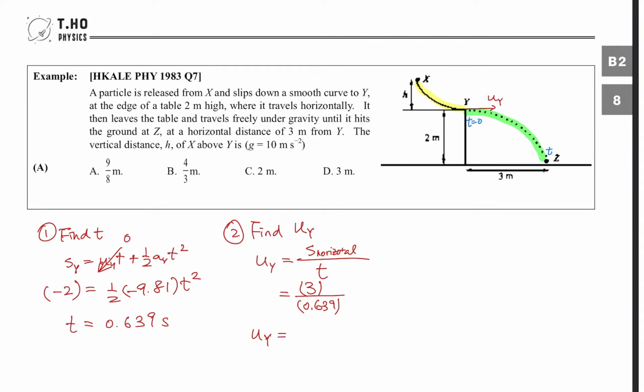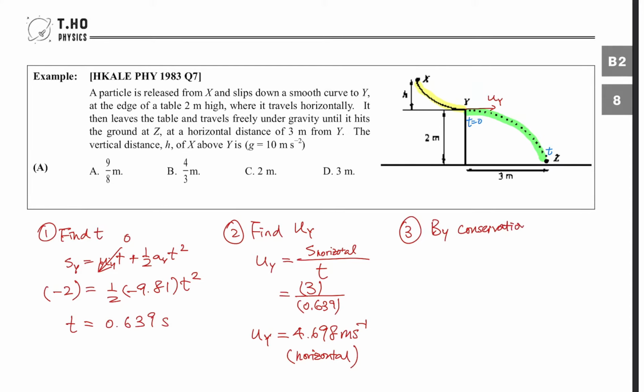So u at point Y is equal to 4.698 meters per second. And note that this is a horizontal velocity. Here, the y in uy just means this is the speed at point Y. Don't mix it up. Okay, so this is a horizontal speed when the particle comes to point Y. And finally, we would like to find the distance h.